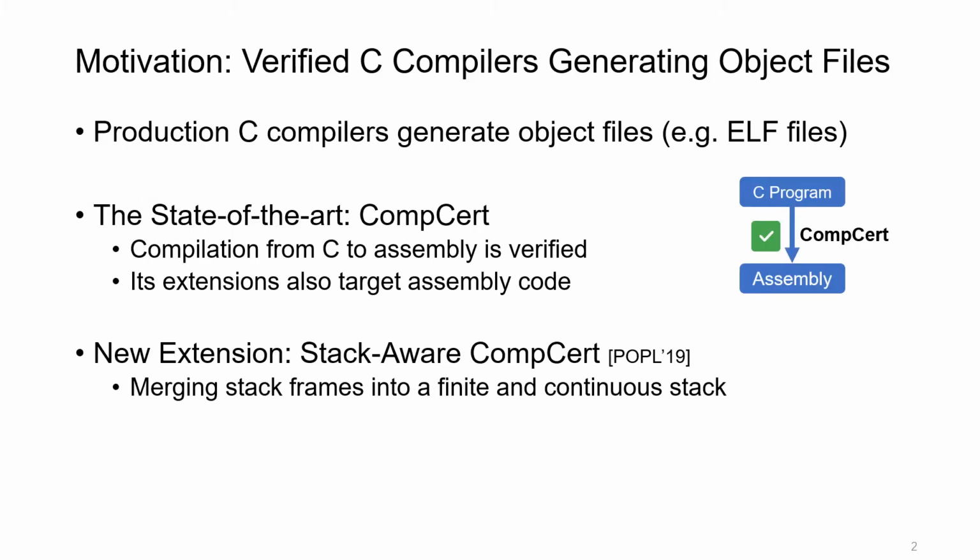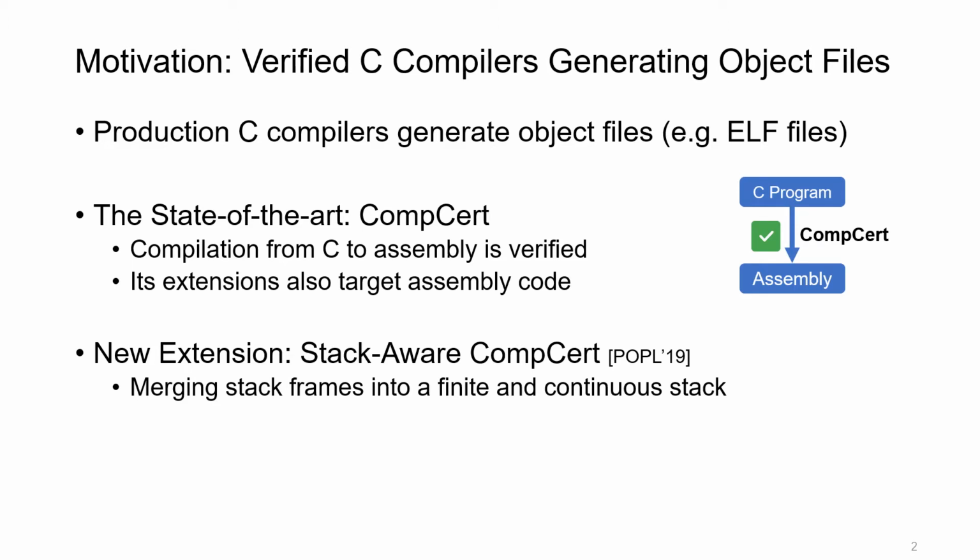Production compilers such as GCC generate object files. However, this is not the case for formally verified compilers. The state-of-the-art verified C compiler is CompCert. However, this compilation chain ends at the assembly language. So does most of its extensions.